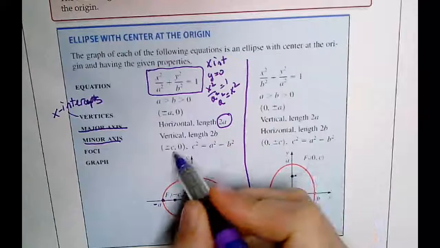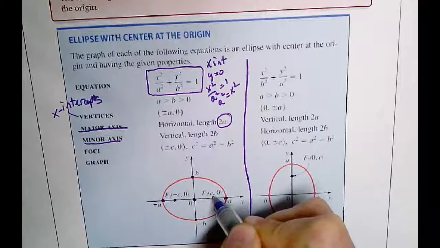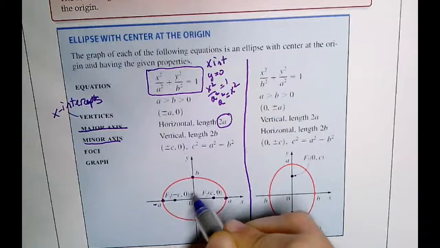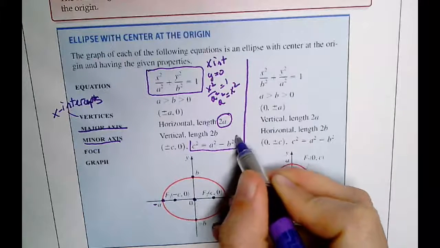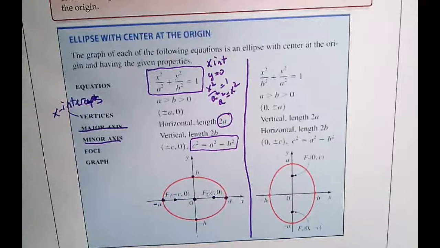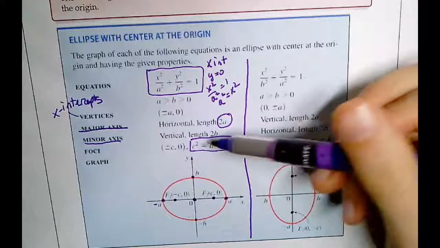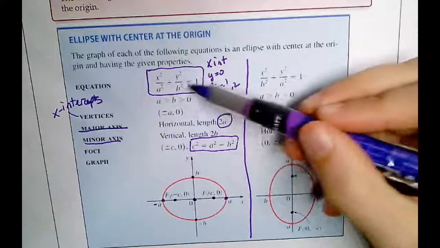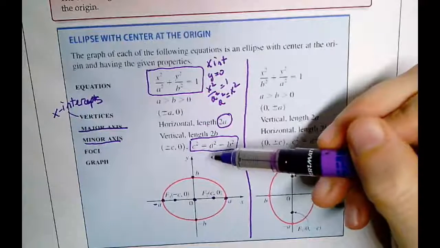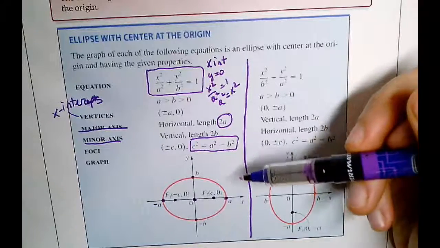Then we saw that the foci happen at c, 0 and negative c, 0. And we also have that c squared equals a squared minus b squared. So this is the relationship between the foci and the a and the b, where a is half of the major axis and b is half of the minor axis.